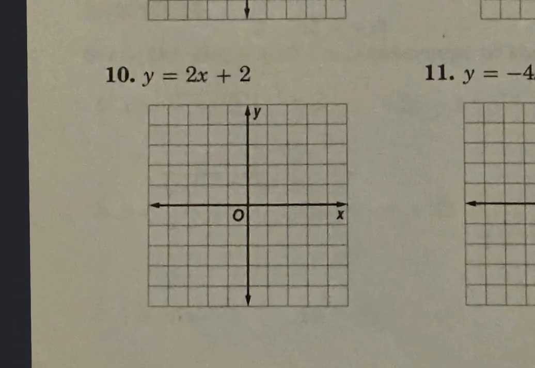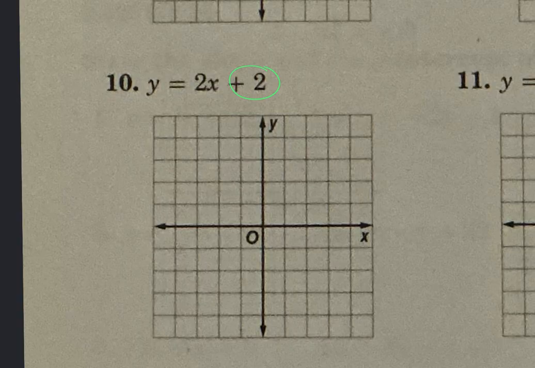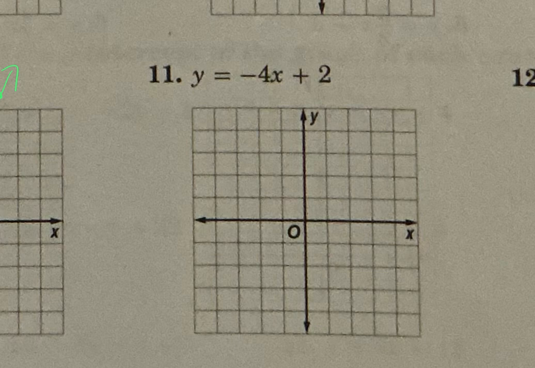Okay, question 10. I'm going to start at +2, and this tells me to go up 2, right 1. 1, 2, 1, 1, 2, 1. Went off the graph. I don't like that. There we go. Question 11. I'm starting at positive 2, and I'm going down 4, right 1. Down 4, 1, 2, 3, 4, and right 1. 1, 2, 3, 4, and right 1. Down and right.